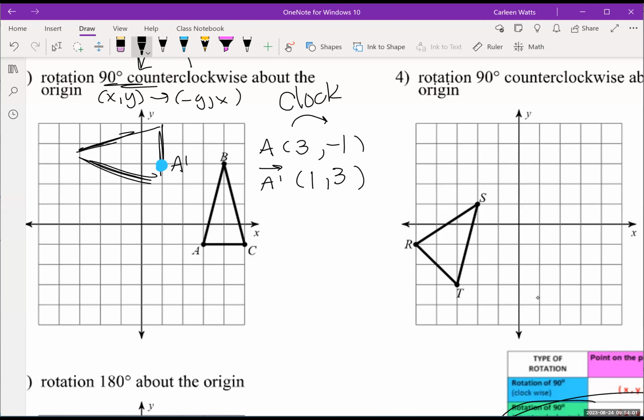Okay, this is going to get better, I promise. So B, the coordinates of B are (4, 3). Using our formula, what are the coordinates of B prime going to be?